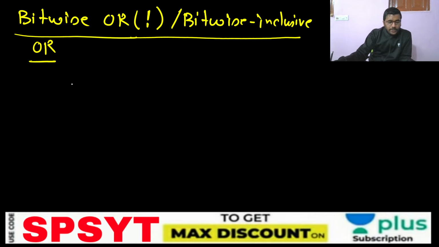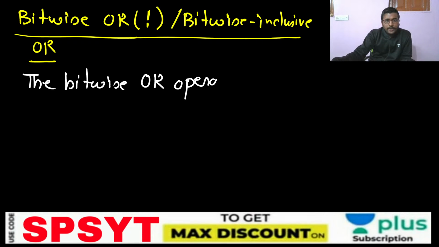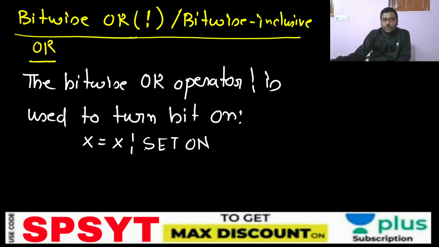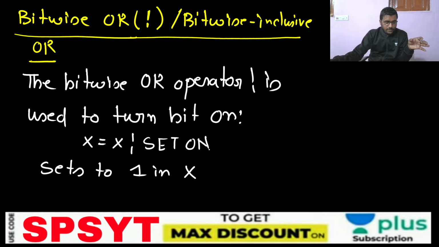So the bitwise OR operator is used to turn a bit on, like x equal to x OR set on. If it is having 1, you are always going to get 1 because it's OR. So what it is going to do is set 1 in x. Okay, understood?